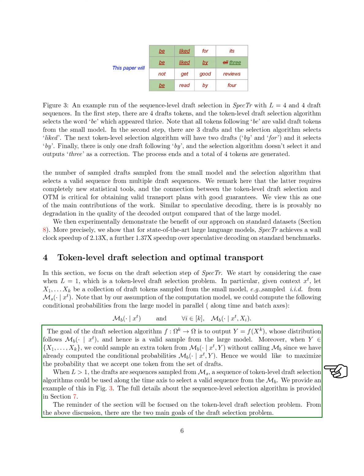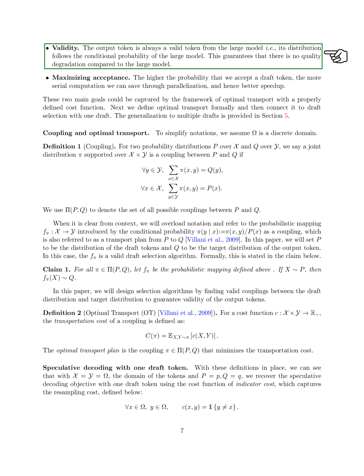drafts. When L is greater than 1, a sequence of token-level draft selection algorithms could be used to select a valid sequence from the large model. The two main goals of the draft selection problem are validity and maximizing acceptance. The output token should always be a valid token from the large model, ensuring no quality degradation.